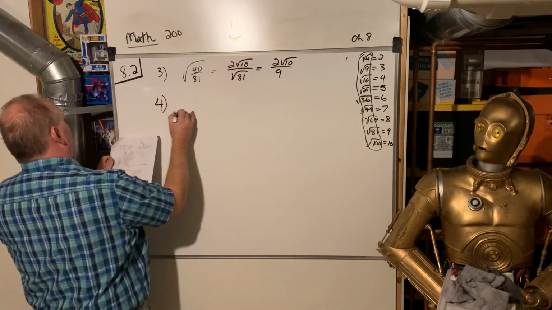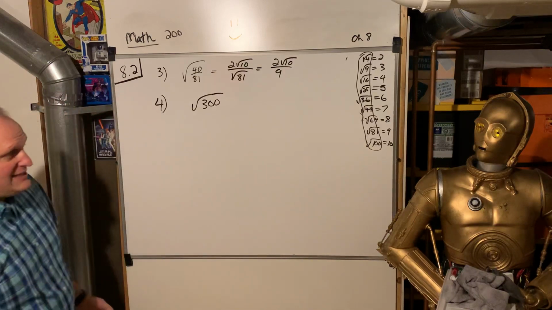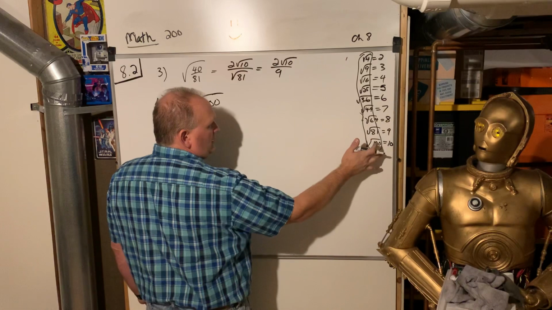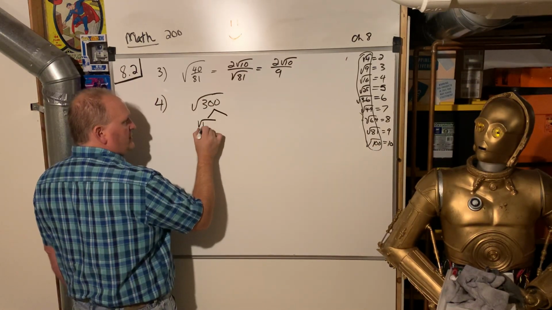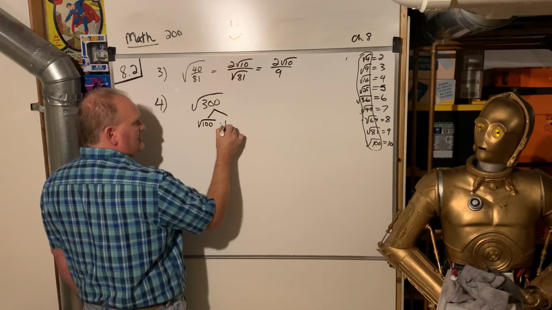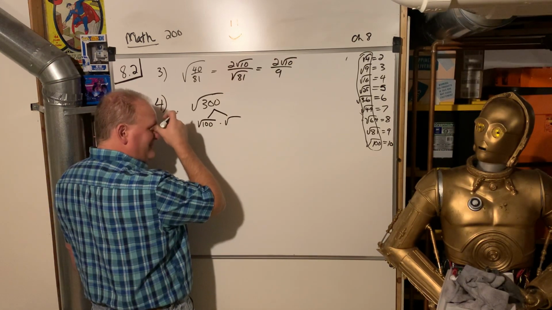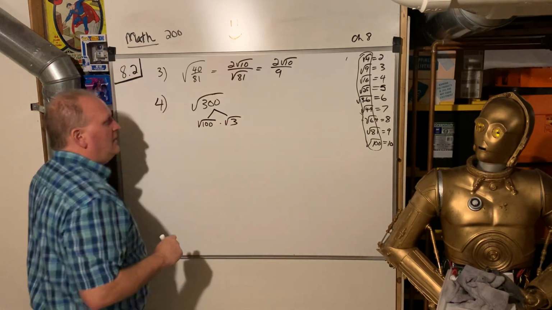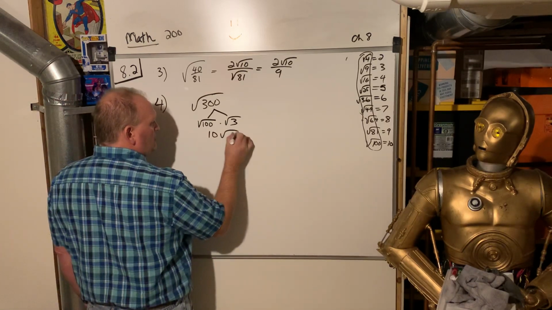Let's get number 4. The square root of 300. Again, if you look down here, 25 goes in there, but there's a better one. 100 goes in there. So the square root of 100 is perfect, and then this is the leftovers. It's got to be a square root times a square root, because that's the only way you can multiply them. So square root of 3, and then you evaluate the square root of 100, which is 10. 10 square roots of 3.